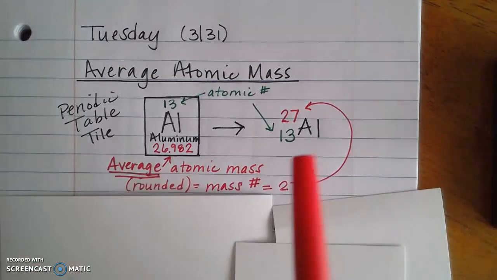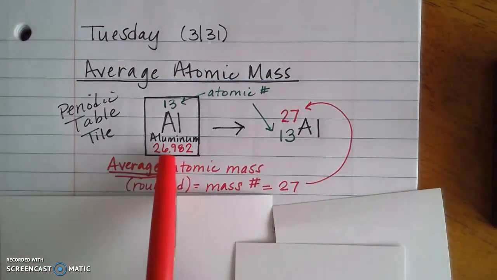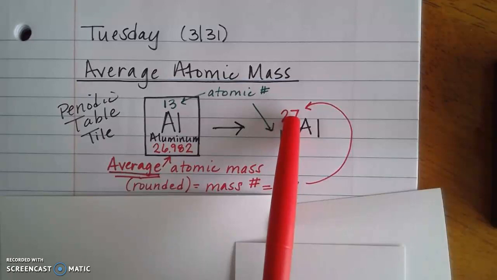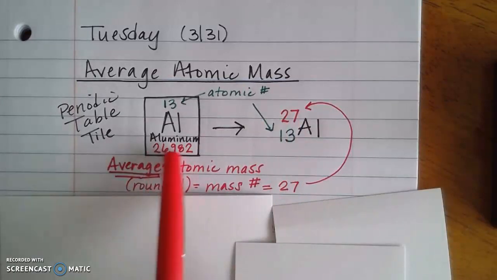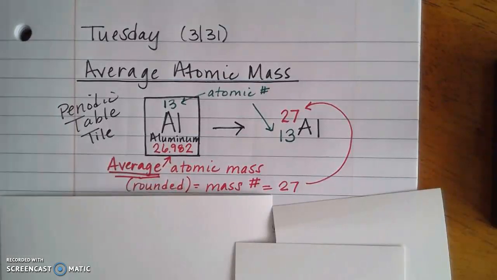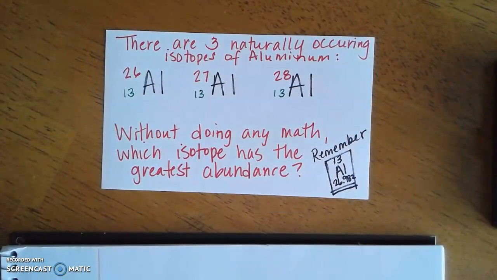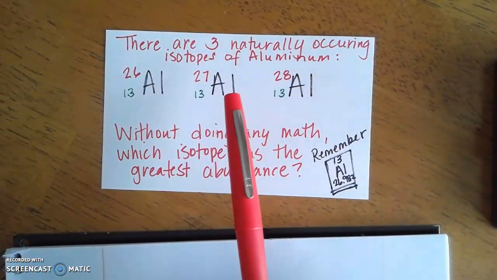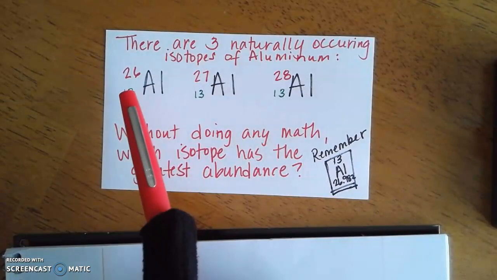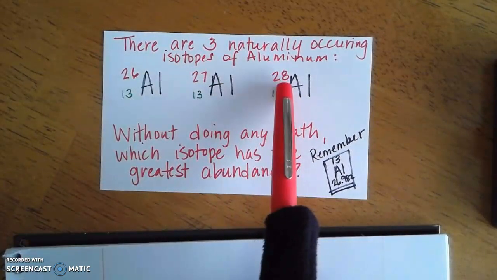Now, where did this number come from? We know that 27 is rounded from 26.982, but where did the 26.982 come from? Well, in life here on Earth, there are 3 naturally occurring isotopes of aluminum. We have aluminum-26, 27, and 28.